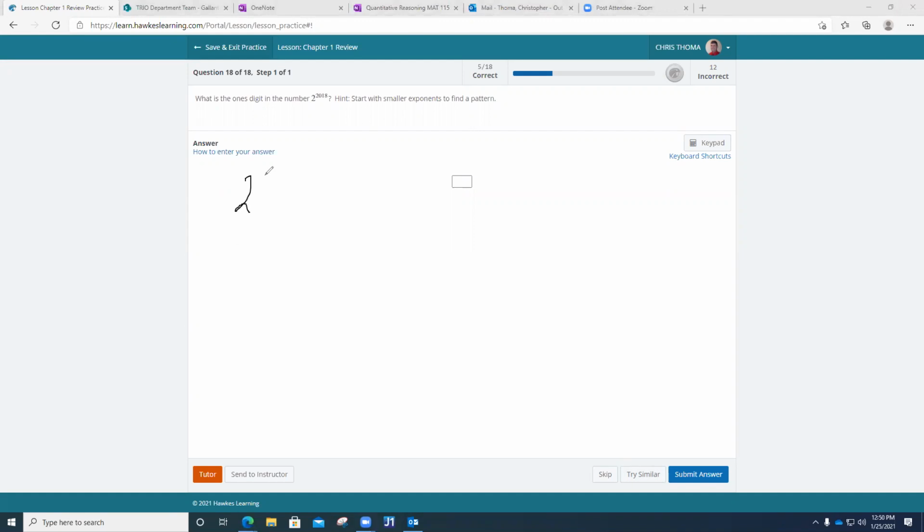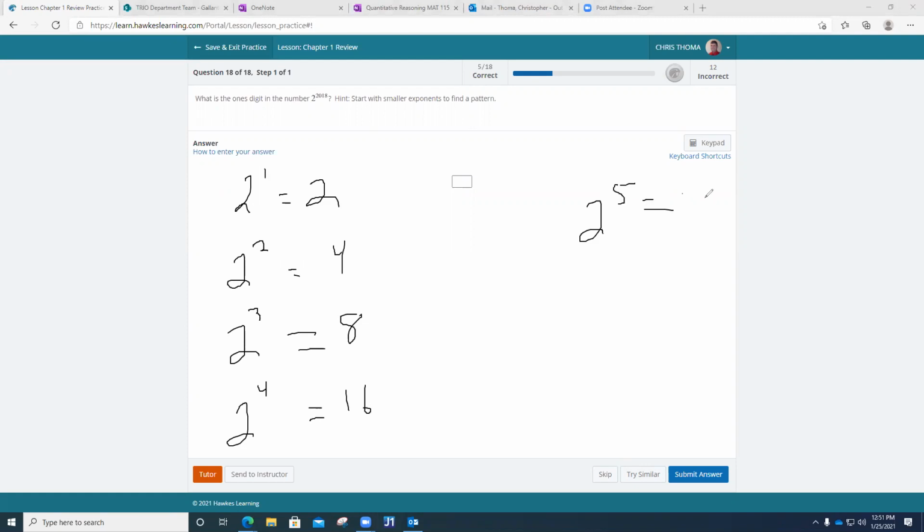But if you write these out, 2 to the 1st power is 2, because anything to the 1st power is itself. 2 squared is 4. 2 cubed is 8. 2 to the 4th power is 16. 2 to the 5th power is 32. 2 to the 6th power is 64. 2 is not too bad to do in your head because it's just doubling every time. 2 to the 7th power should be 128.